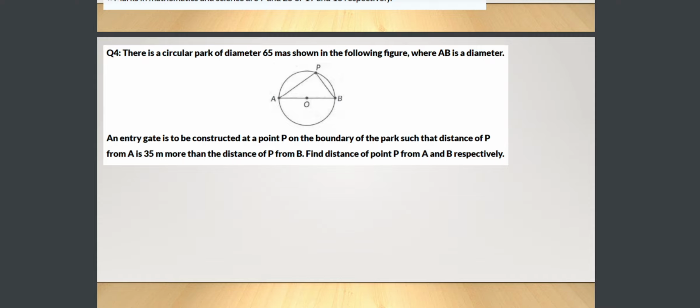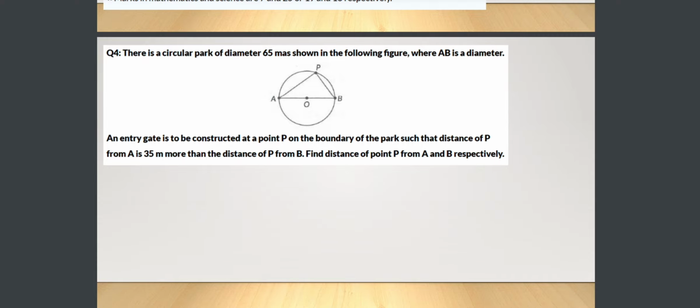So PA is 35 more than PB, right? So you can write PA equals to 35 plus PB, right? Equation 1. And in triangle PAB, you can write AB square equals to PA square plus PB square. Why is this so? Do you know? Because by Pythagoras theorem, you can write it. Okay? AB square, you know AB, that is 65. So you can put the value of AB, 65 square equals to PA square plus PB square, right?